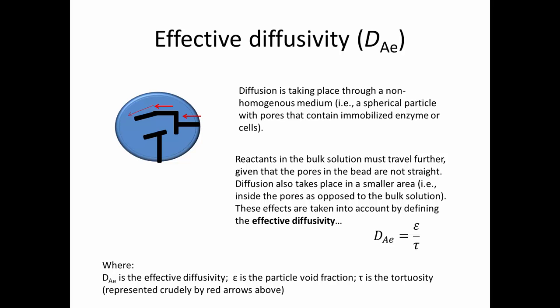These effects are taken into account by defining a term known as effective diffusivity, and you can see it right here, where DAE is the effective diffusivity. This term is the particle void fraction, and tau is the tortuosity, which is crudely represented here by these red arrows: the path that substrate must take if we're talking about a spherical particle, or any kind of particle that has pores in it. It must traverse those pores.